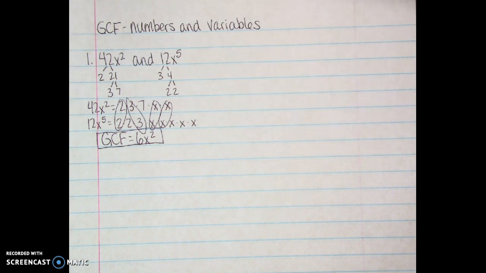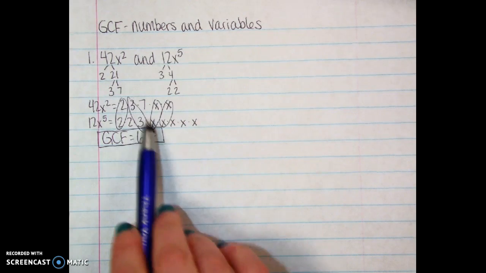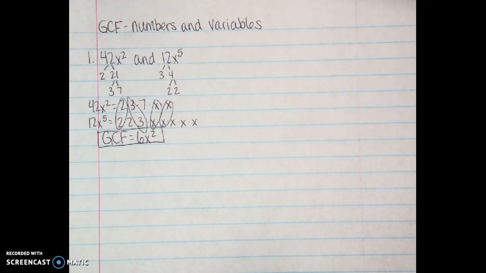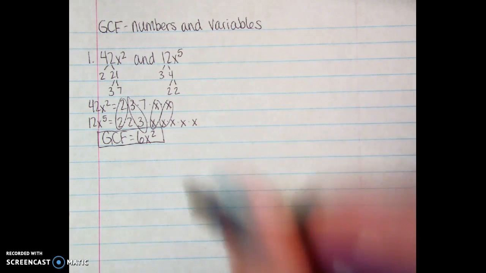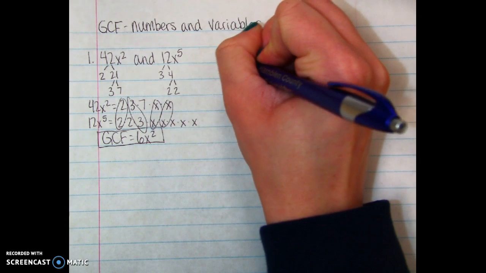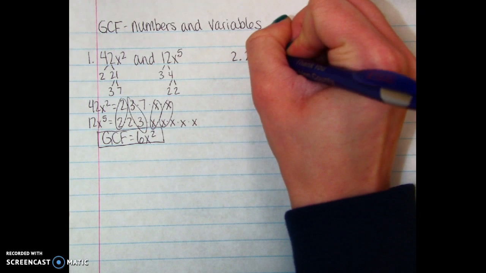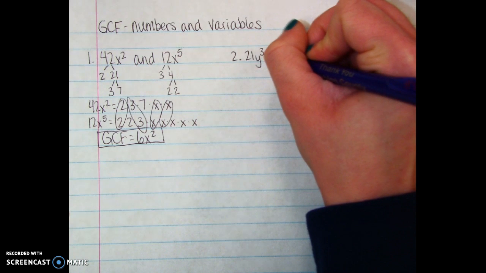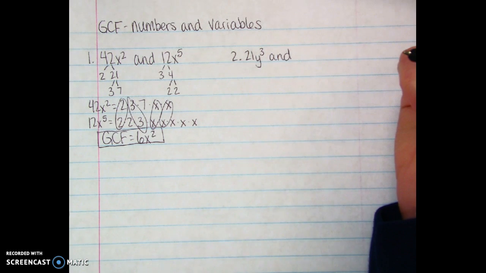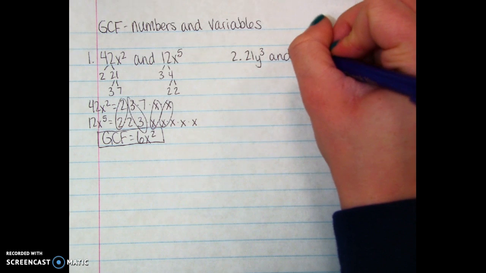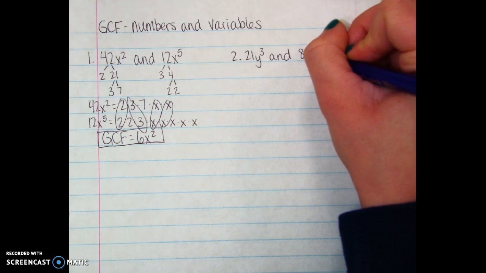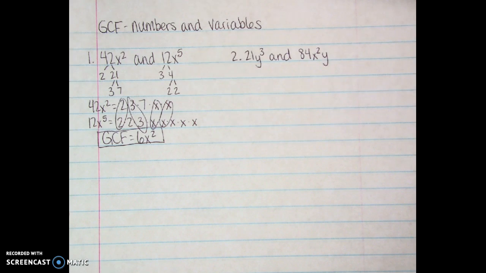Okay, now I'm showing like all the work on this. Some of you are able to do the variables without writing it out, and that's fine by me, as long as you get it correct. Because some of you I thought were going to get it correct on the quiz and did not do that. For number 2, it's 21y cubed and 84x squared y.